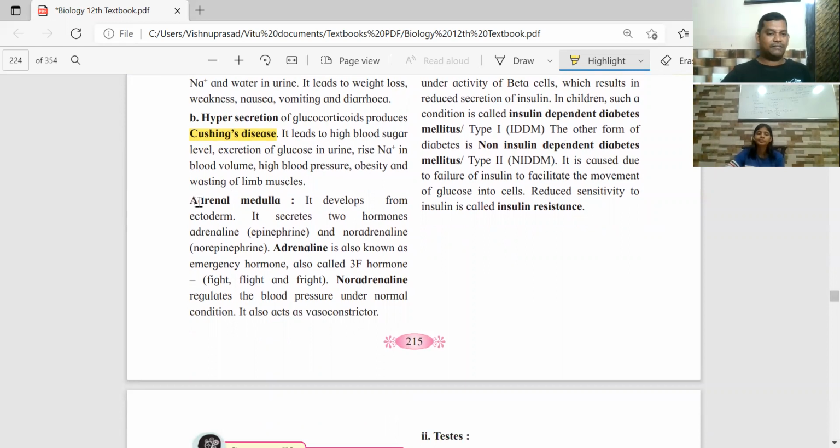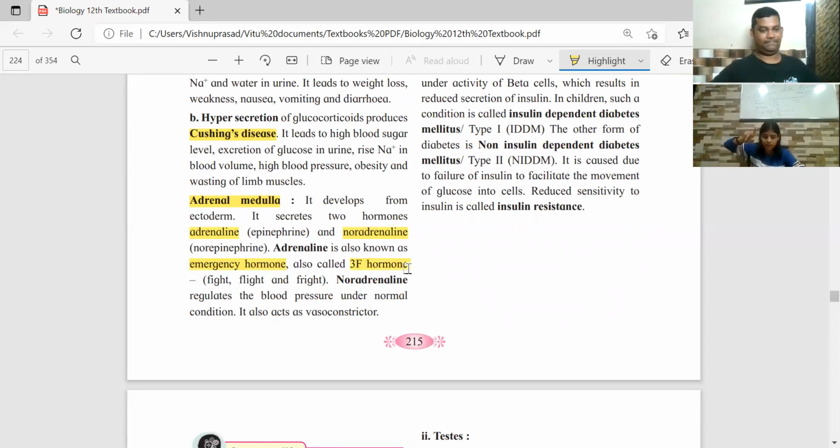Now let's go to the inner part, that is the adrenal medulla. This adrenal medulla secretes two hormones. First one is adrenaline, the other one is noradrenaline. Adrenaline is also called epinephrine. Noradrenaline is also called norepinephrine.